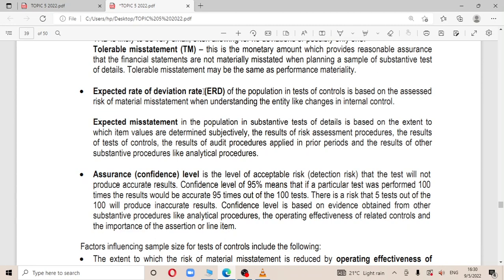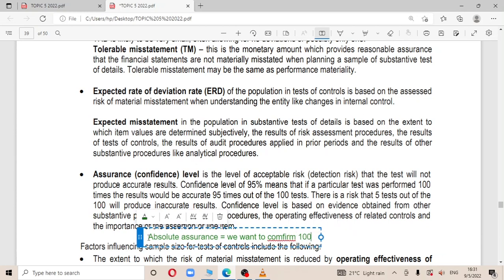Absolute assurance, here we want to test or to confirm 100% correctness. Now here, our sample size will be high, sample size will be big, almost 100%, because you want to test whether everything is correct, yeah? That's if you want absolute assurance. And then reasonable assurance, the one which ISA 200 allows us to do.